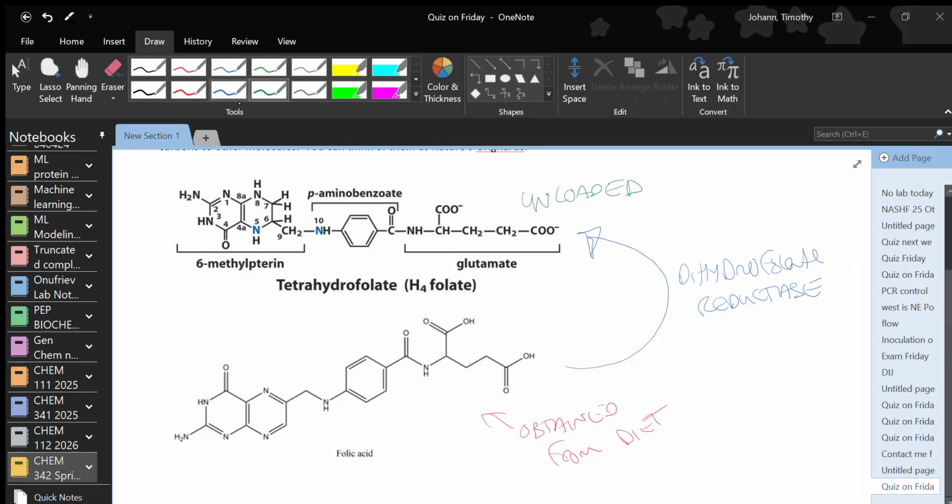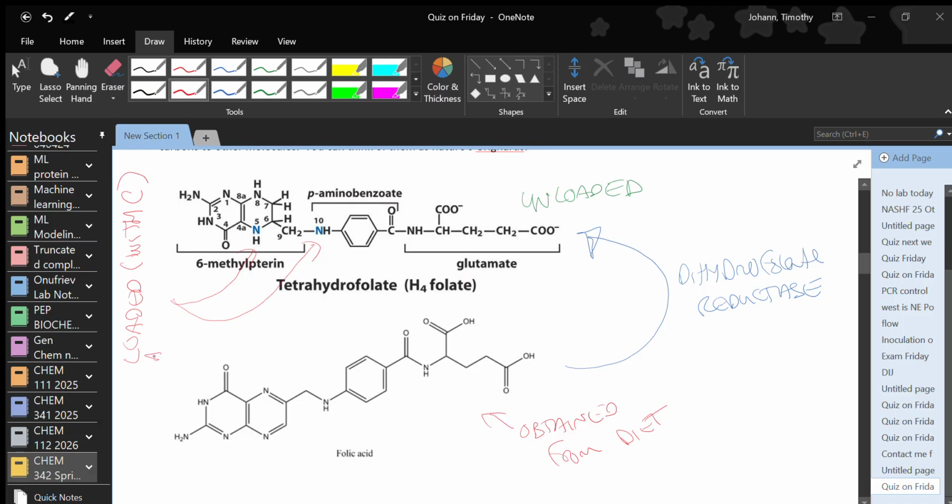I'll show you that right now. Good question. So it's going to get loaded. Let's see, do I like my color choice? No. It's going to get loaded at one of these places. So it's going to get loaded with a carbon at one of these nitrogens.